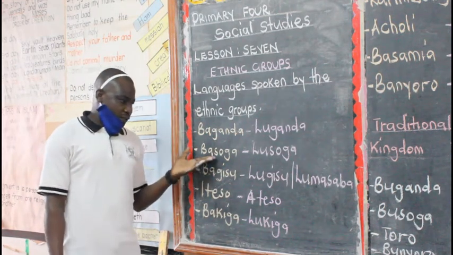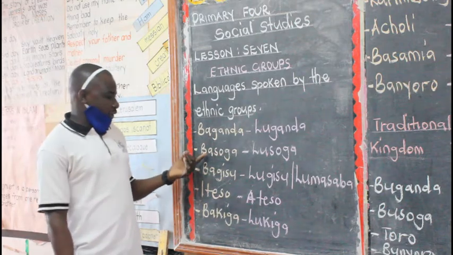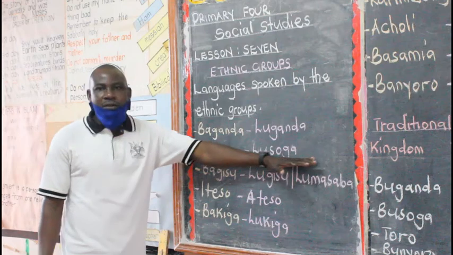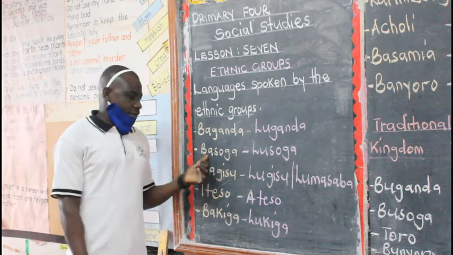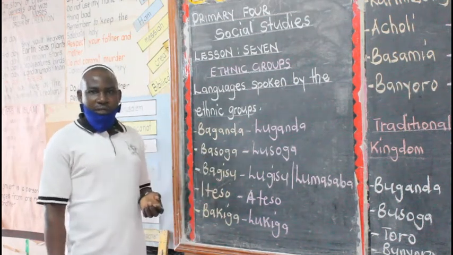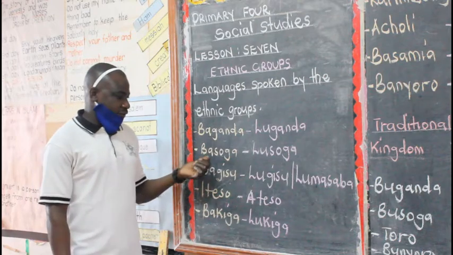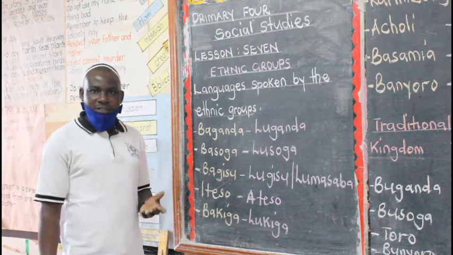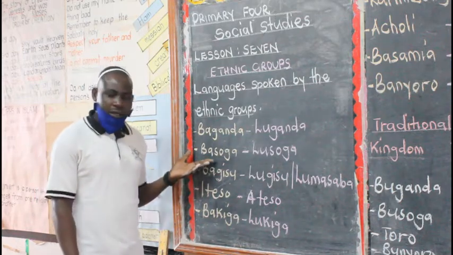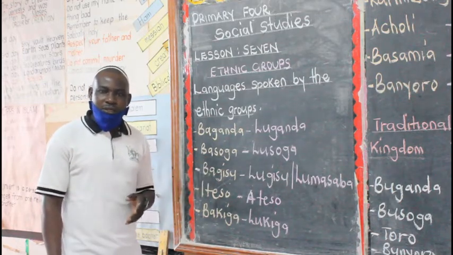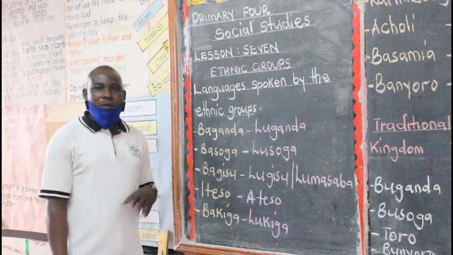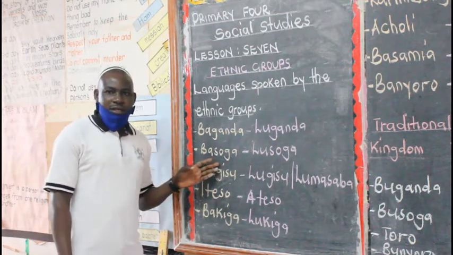Remember I said that the Bantu form the largest population in Uganda. Then we have the Basoga. Basoga as a tribe, then the language is Lusoga. So Lusoga is the language, then the tribe is Basoga. Where do you find the Basoga in Uganda? The Basoga are found in the eastern part of Uganda. Especially we have some districts where you can find the Basoga, like Iganga district, Mayuge district, Bugiri district, Kamuli district, etc.